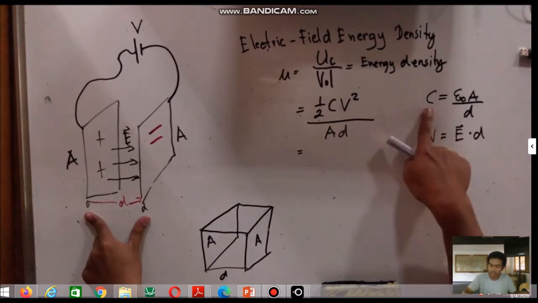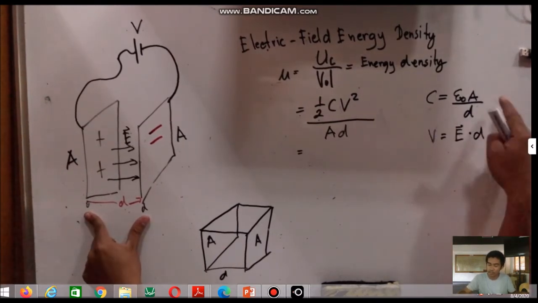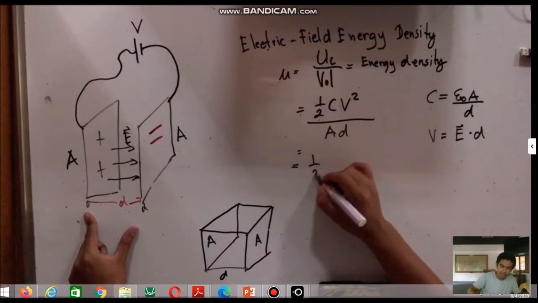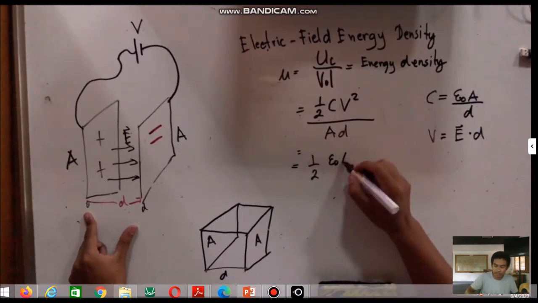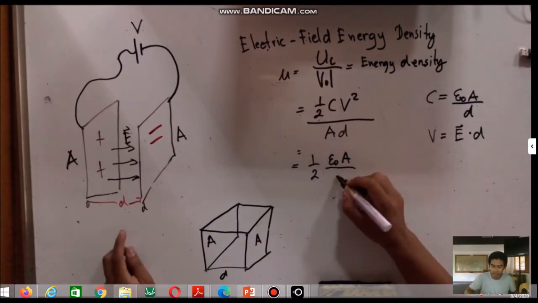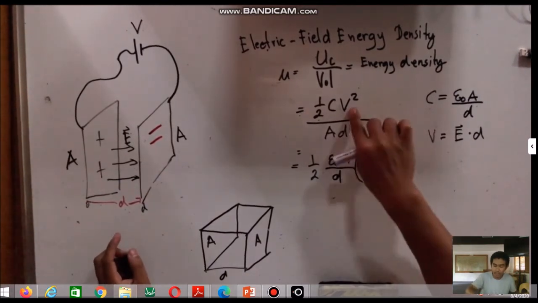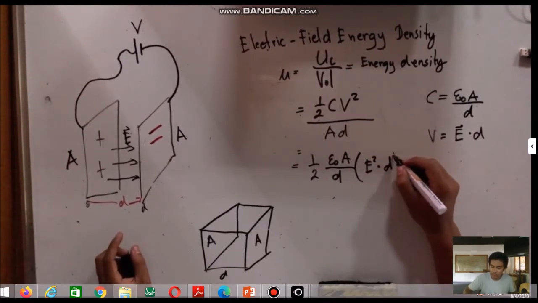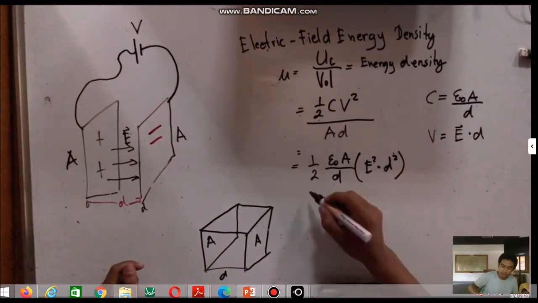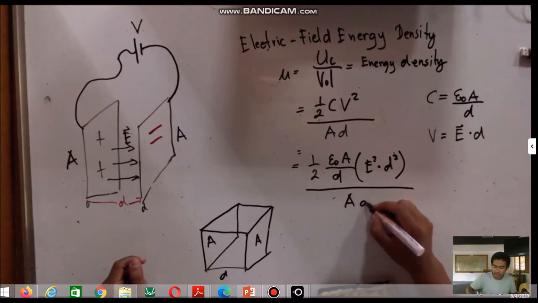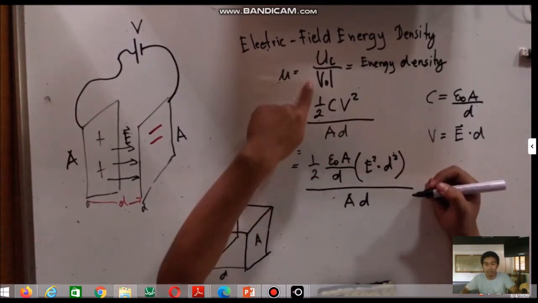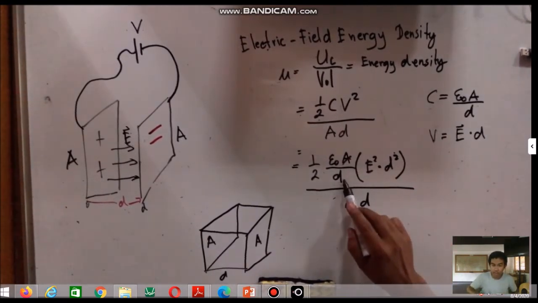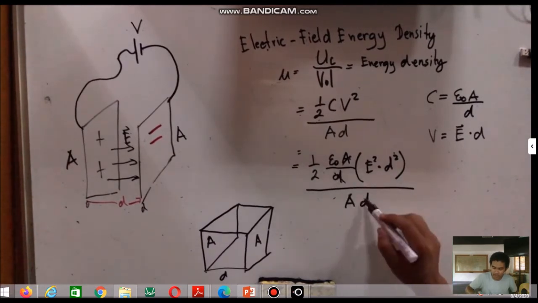Okay, so we're going to plug in the capacitance, the permittivity of free space times the area over the distance between them. So we have one half times the capacitance, which is the permittivity of free space times the area of the plate over the distance, times the voltage squared, which is the electric field squared times the separation distance squared, all over the area A times distance. Area times the distance is the volume. Then we can cancel area. So this is d squared, right? Then we have d squared over d, we can cancel.